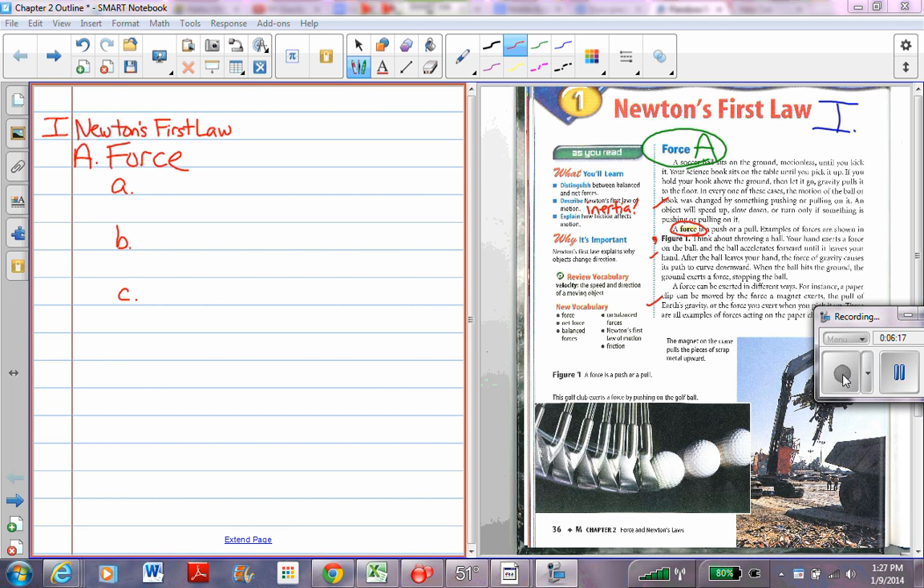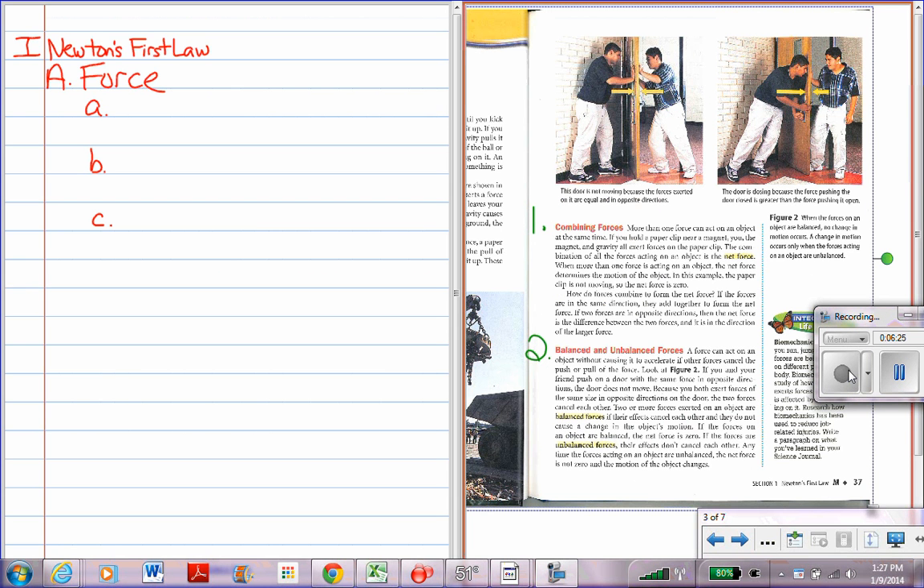Okay? Now, we're going to go to our next page. So now we have our 2 red headings that are underneath our blue heading. So we will give those a number 1. And this is combining forces.